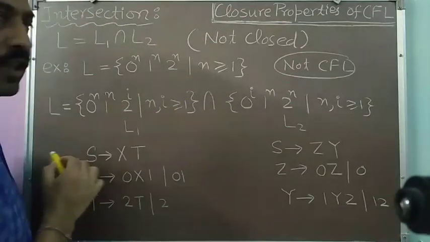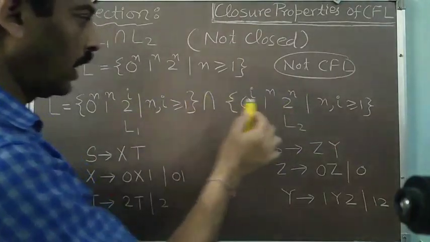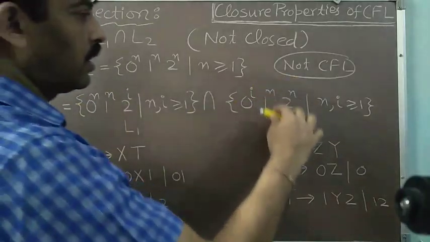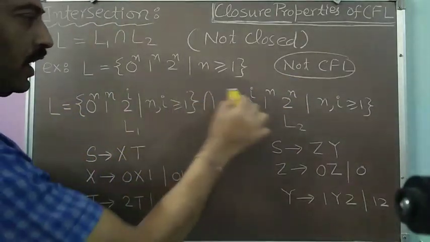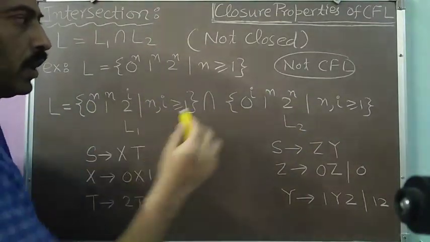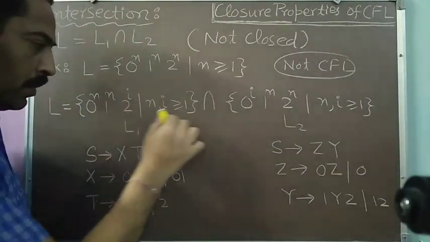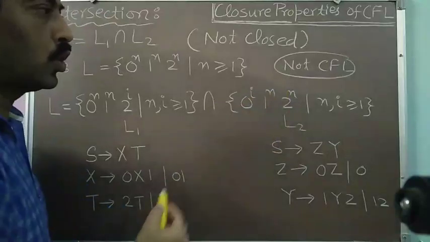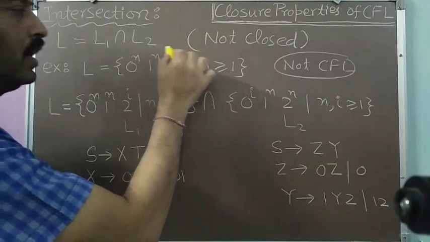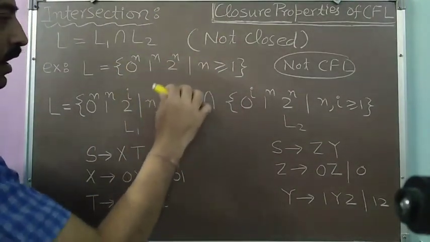And if we take an intersection of this, it means we want the words which are common between the two languages, where the number of zeros and ones are equal, and here the number of ones and twos are equal. So if we take an intersection, the number of zeros and ones should be equal, and the number of ones and twos should also be equal, meaning thereby the number of zeros, ones and twos should all be equal. That is equivalent to this particular language, 0^n 1^n 2^n. Is it? So this is the intersection of these two languages.